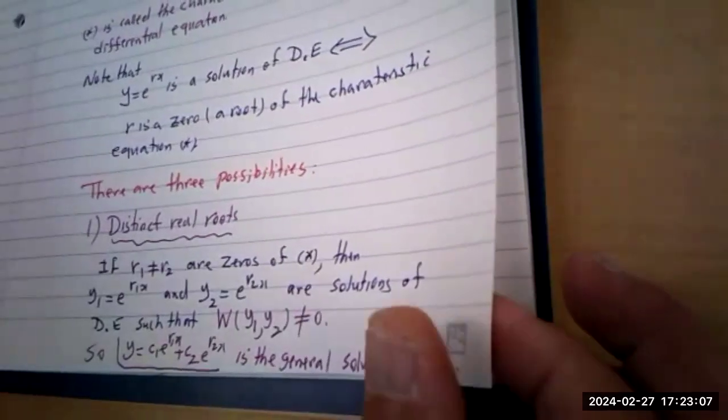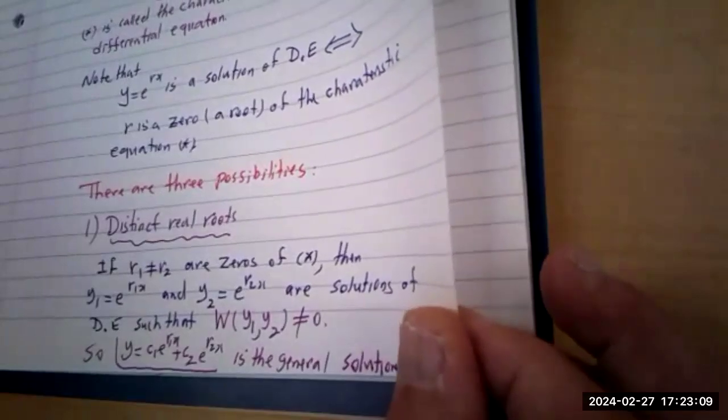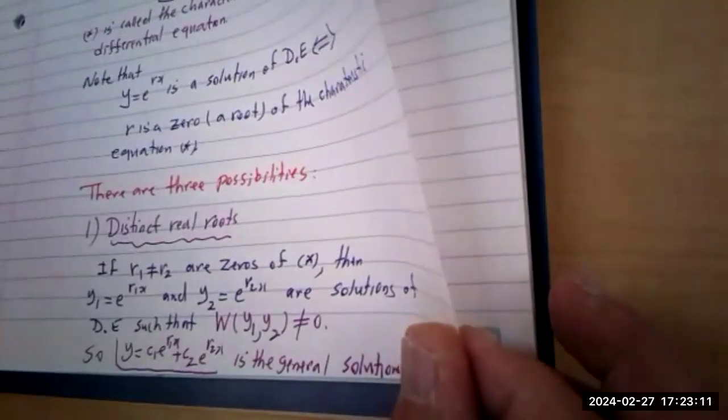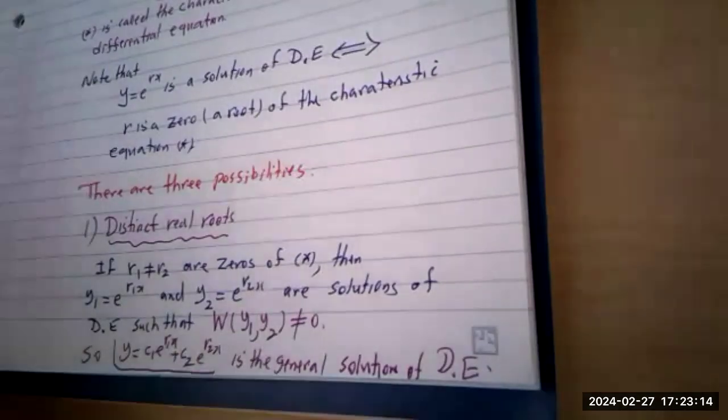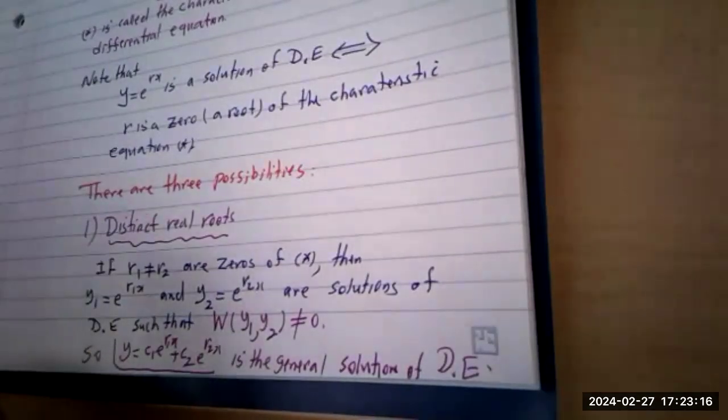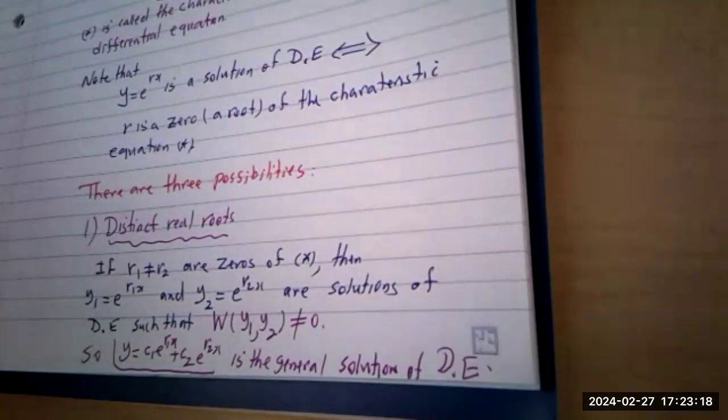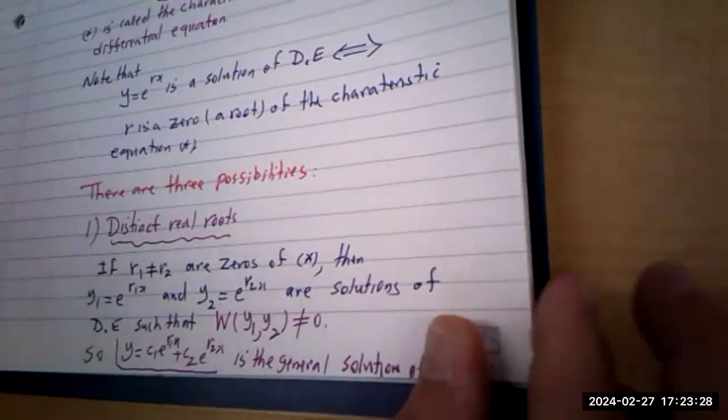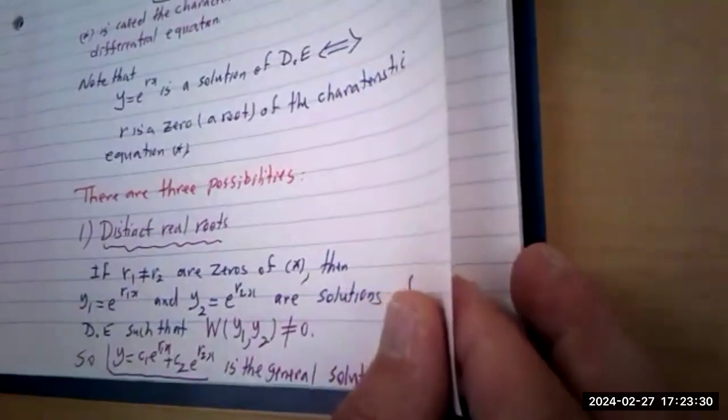Case two, when we get a repeated solution. If r is repeated, one of the solutions is e to the rx. You know it. We're going to find the second one using the method of reduction of order that we talked about just today. You find out the second solution is going to be x e to the rx. That's why we talked about that method first. So the second case is a repeated real solution.